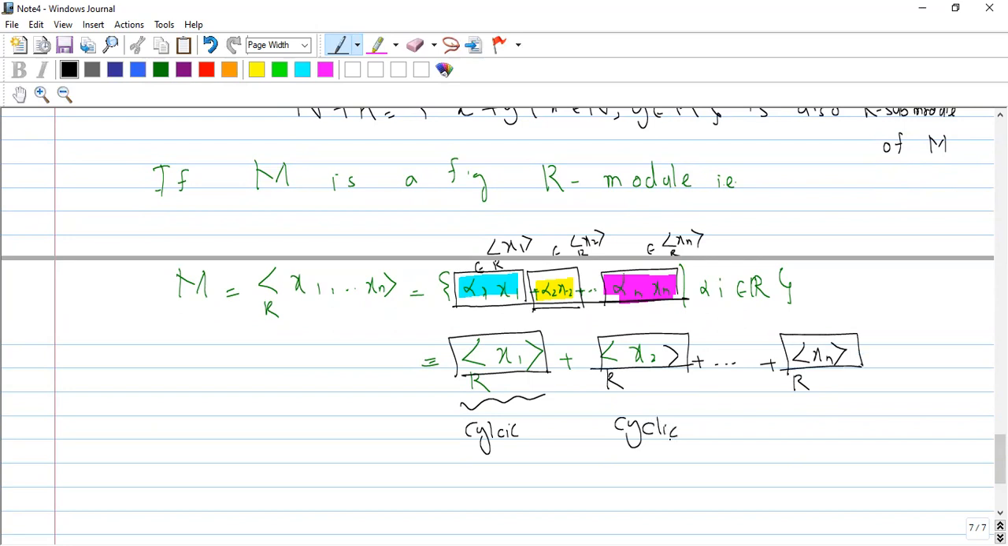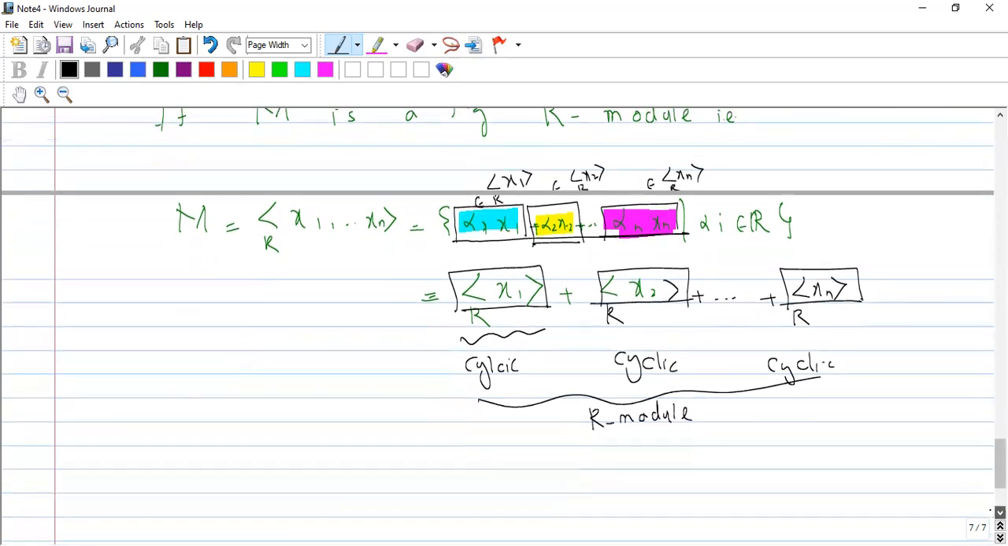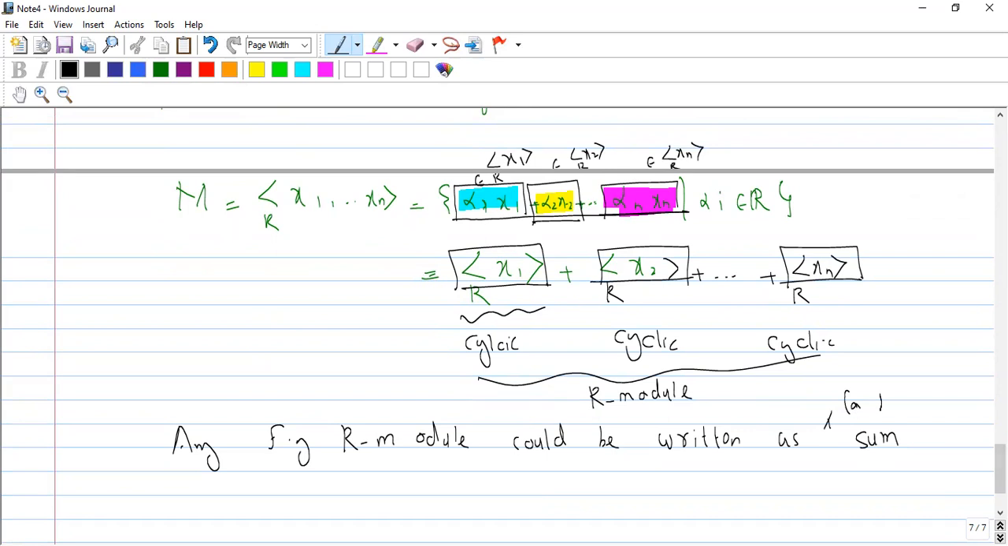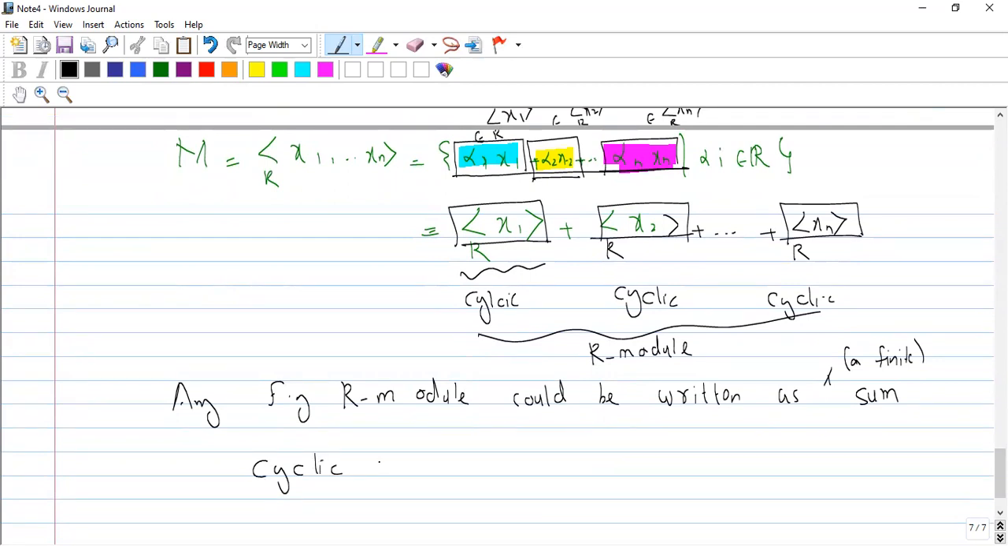So these are all cyclic R modules. And let's say, so what is the point, that any finitely generated R module could be written as a finite sum of cyclic R modules. Okay, class, so any problem in this remark?